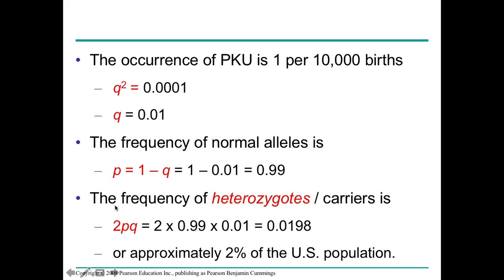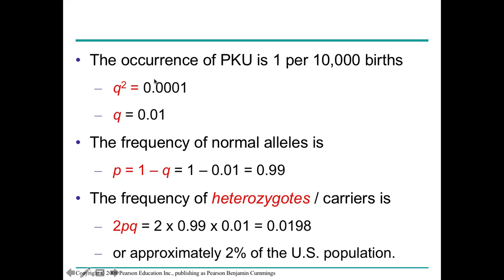And then the frequency of heterozygotes, so the carriers, is 2pq. So we have 2 times 0.99, because this is where we figured out p was 0.99, and we multiply that by 0.01. When you multiply all of these together, we get 0.0198. So approximately 2% of the United States population are carriers of PKU.